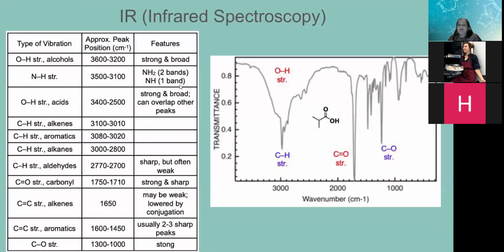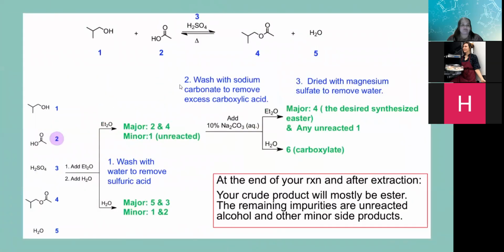All right, so the main idea in terms of theory here is going to be IR. Yes, the ester is number 4. So that's your ester. This is your carboxylic acid. And then this is your alcohol.